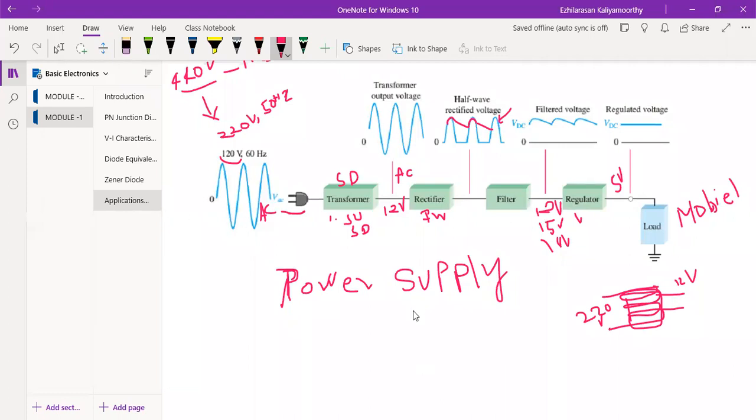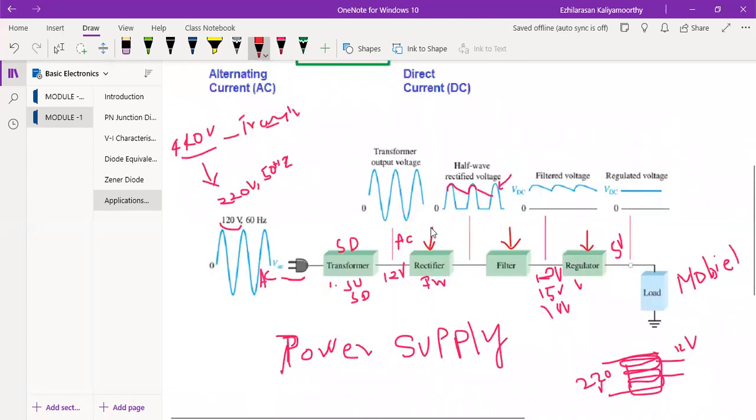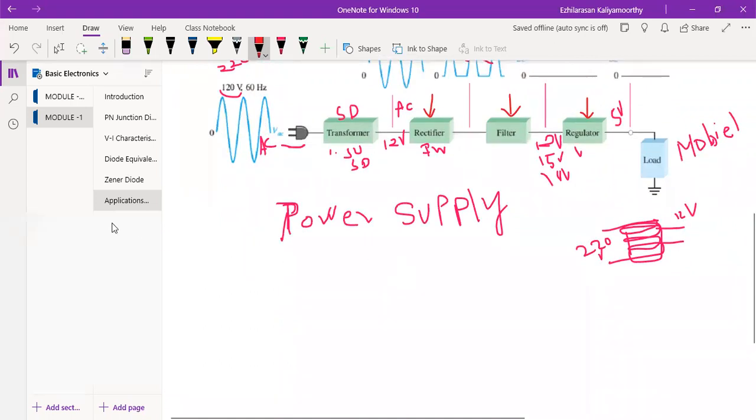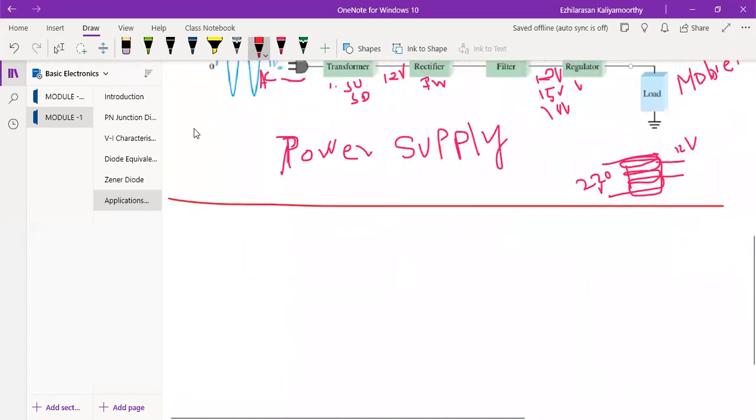Now what will we do? Now we are going to study which part here. We are not going to study the transformer part. We are going to study the rectifier part. Then we'll study the filter part. Then we'll study the regulator part. One by one we'll study. So these three things we are going to study one by one. For the rectifier, we have three different types. So let us start one by one. The first thing we are going to study is the half wave rectifier.